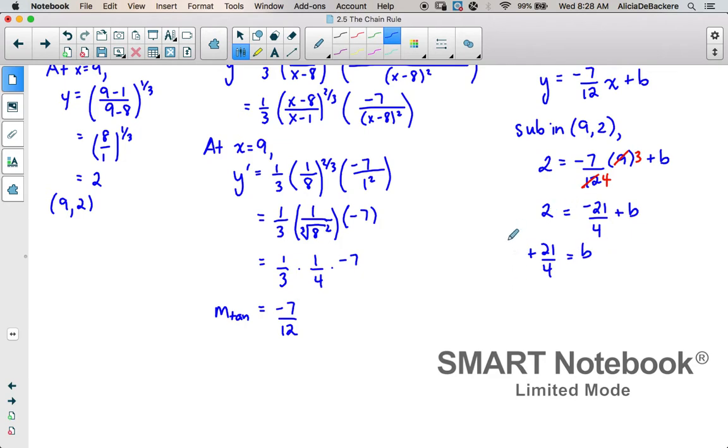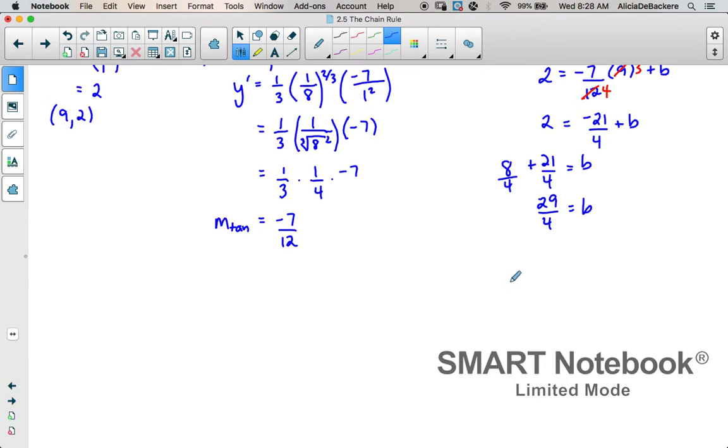But when I add two fractions, instead of writing a 2 here, I want to have a common denominator. So instead of 2, it'll be the same as 8/4. And then I'll add those guys together, and I've got my b value. So depending on the question, if it just asks for the equation, you can give me the equation in y equals mx plus b form.